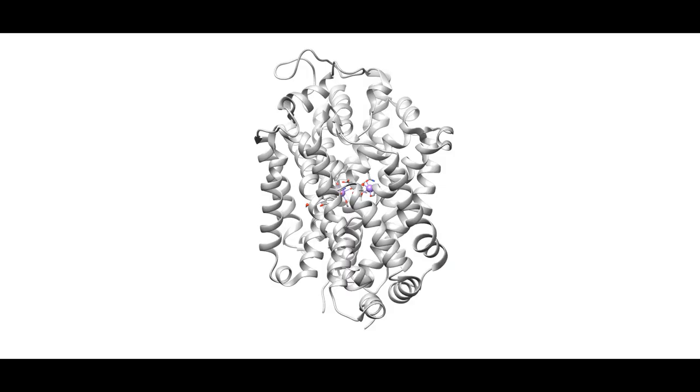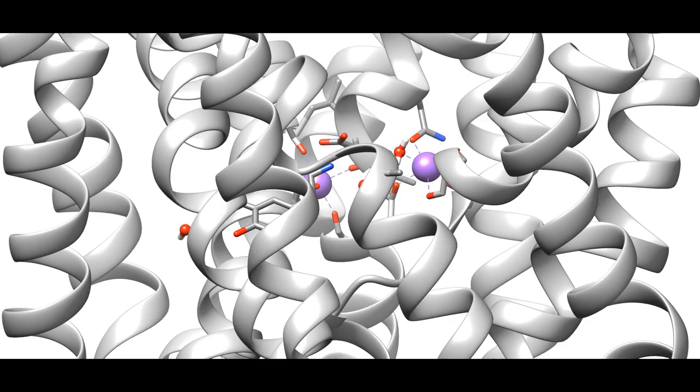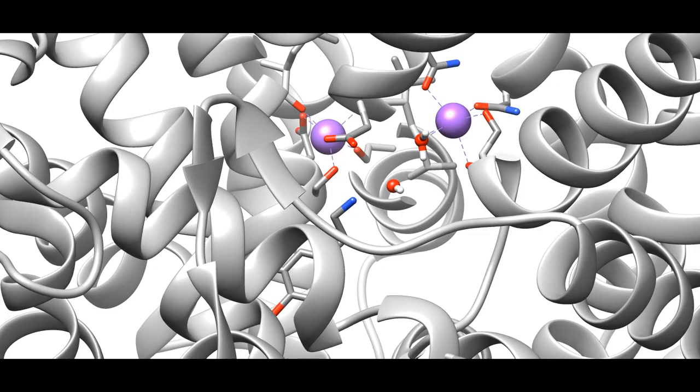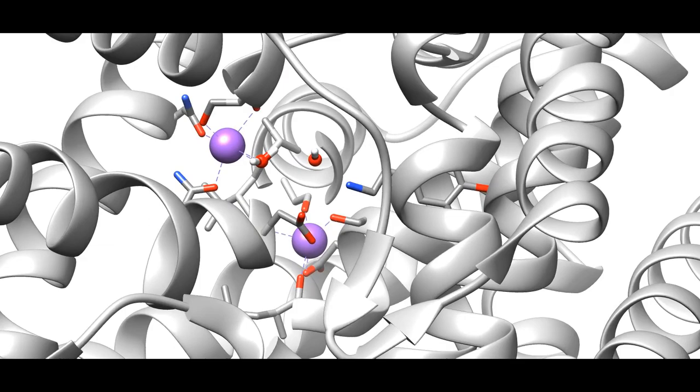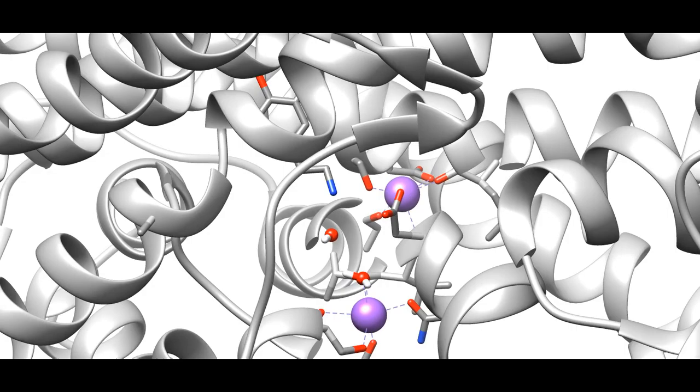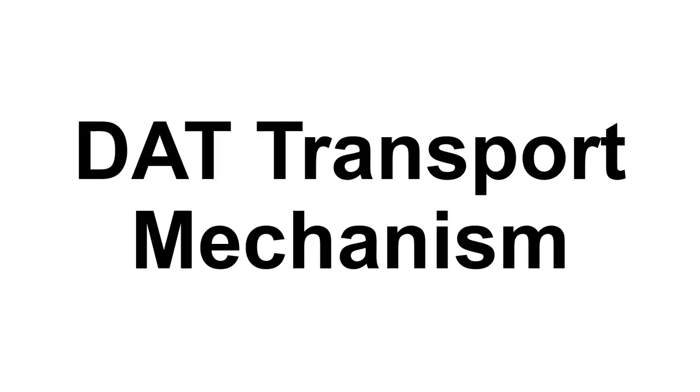There are four binding sites that participate in the transport of DAT: two sodium binding sites, sodium 1 and sodium 2, one chloride binding site, chloride, and one substrate binding site, substrate 1. All are relatively close to one another in the molecule, located about halfway between the intracellular and extracellular regions.